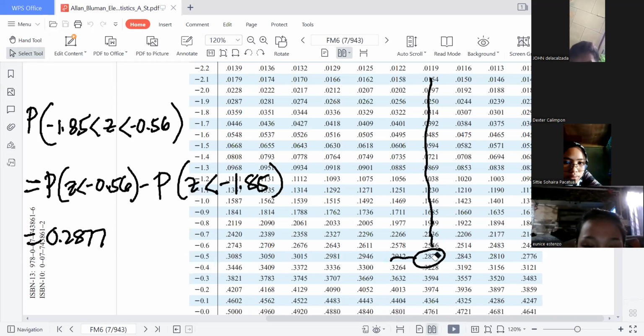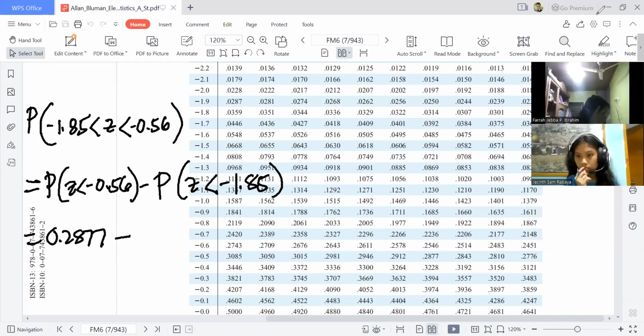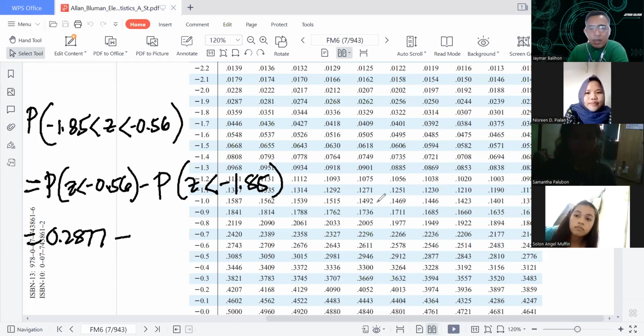This time, a female student to provide the next part. Female student from section Mount Kitanglad, aside from Jacent, who is exempted. Nesrin, what is your answer? 0.0322. Explain how you got that.